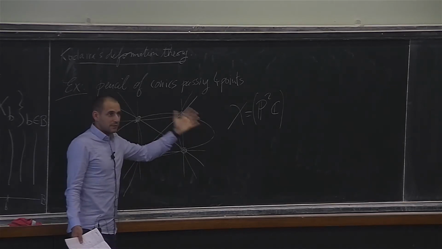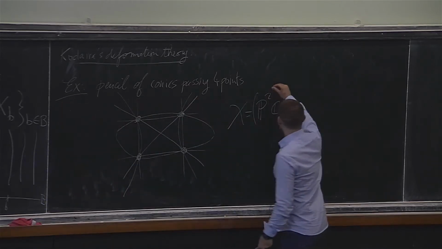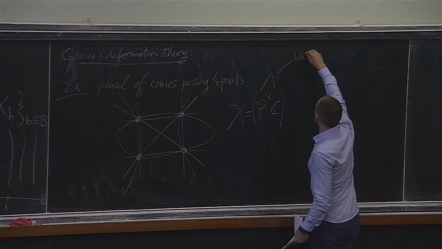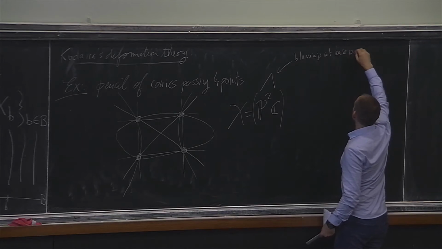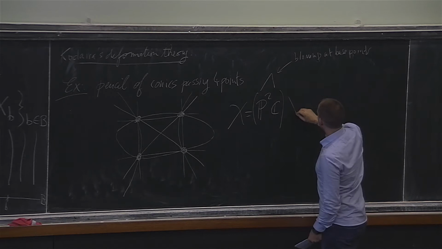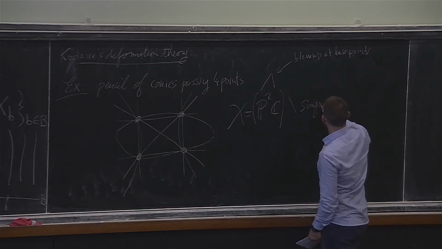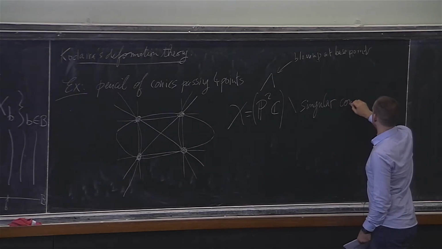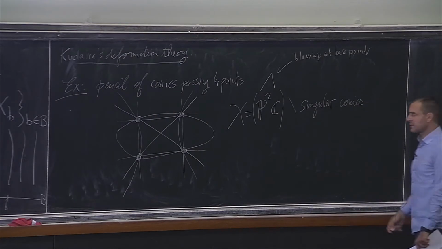So if you just take this, this complex surface is just a blow up at base points, and you take out the singular curves, so conics here, and you get a complex surface.